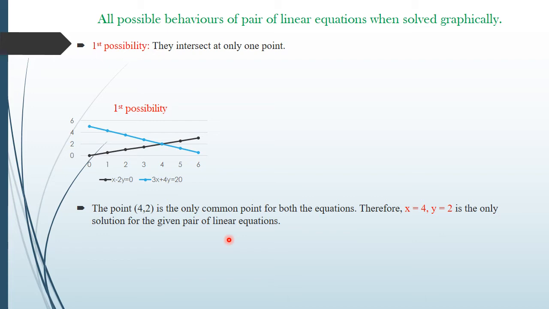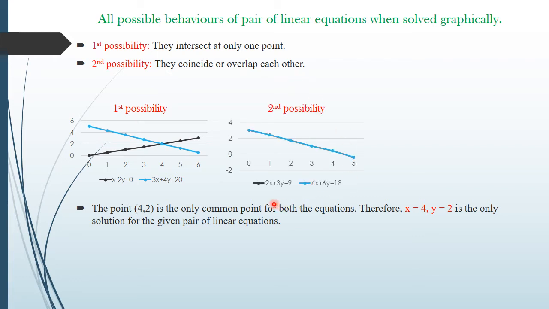Therefore, x equal to 4 and y equal to 2 is the only solution for the given pair of linear equations. Now, the second possibility is that they coincide or overlap each other. Let us understand this with an example. Here I have considered two equations, 2x plus 3y is equal to 9 and 4x plus 6y is equal to 18. When we plot the graph of these two equations, we see a pattern wherein both lines are overlapping. We can see only one line because the other line is falling behind it, meaning all those points are overlapping here.